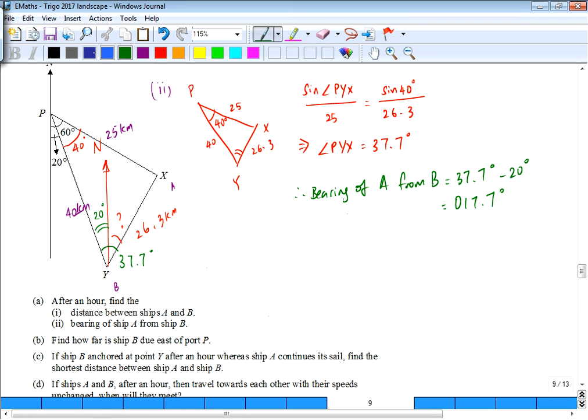Okay, now part B. How far B should be due east of port P? That means they want this distance. So identify the triangle P and Y. This is 40. This is 20.